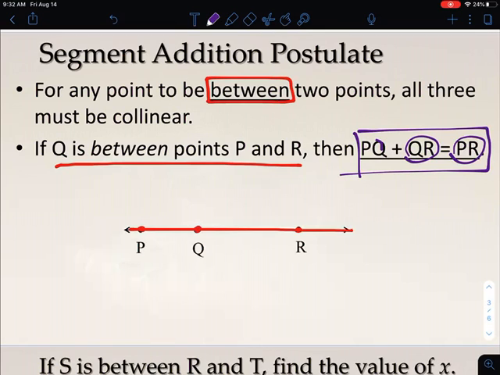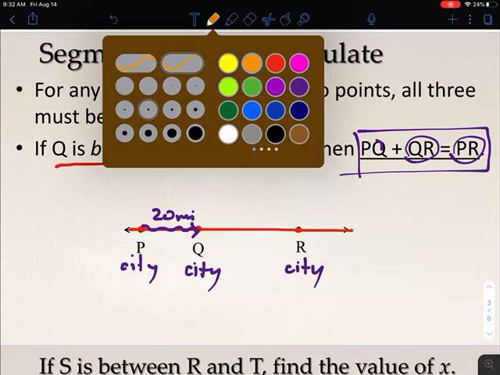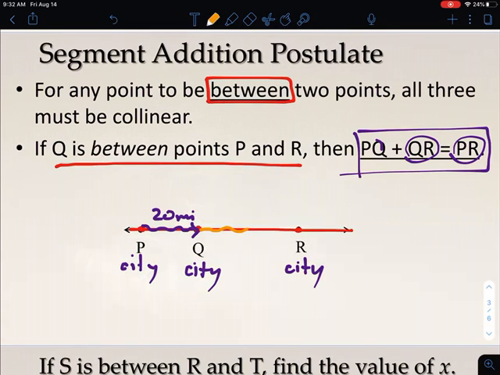Say we have city P right here. So this is one city. We want to travel to this other city, R. Now we start traveling, and as we travel, all of a sudden we run out of gas. We have to stop at city Q. Now from P to Q, we traveled 20 miles. We pick up our gas, we continue our trip, and we continue on to city R. And from city Q to city R, we traveled a total of 70 miles.